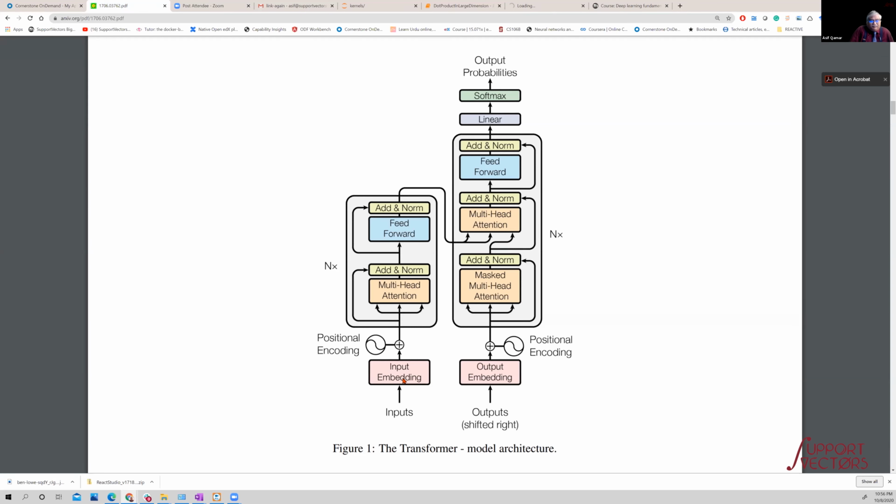Word embedding, right? Or something like that. You do that. Then what do you do? You do the positional encoding. You do that, right, somehow. And then what do you do? You feed it into multi-head attention.